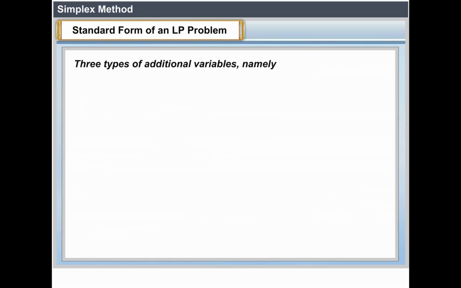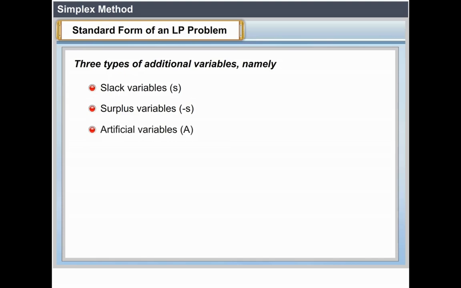Three types of additional variables, namely slack variables. Slack variables are usually denoted by plus s. We need not mention a plus sign in front of the s. If you're using plus s, it stands for slack variables. Then number 2, surplus variables. We used to put minus in front of the s. If suppose in our problem there is minus s, it stands for surplus variables.